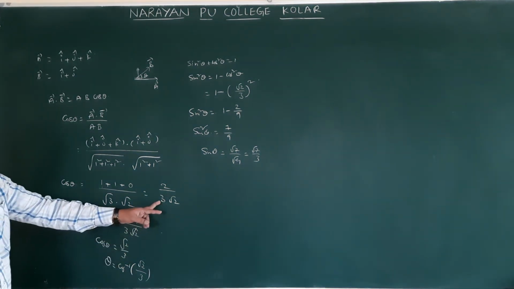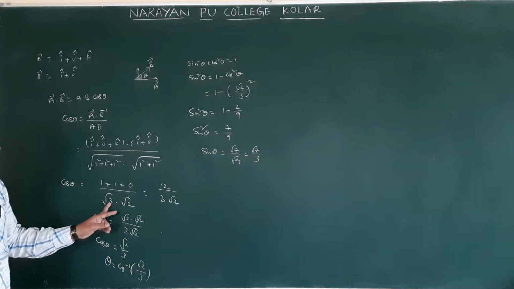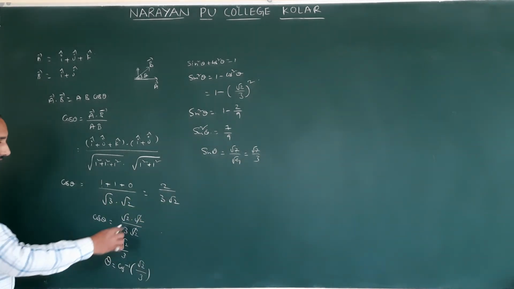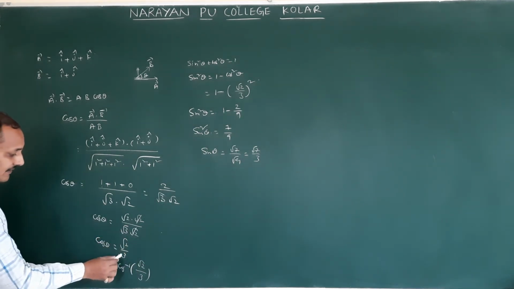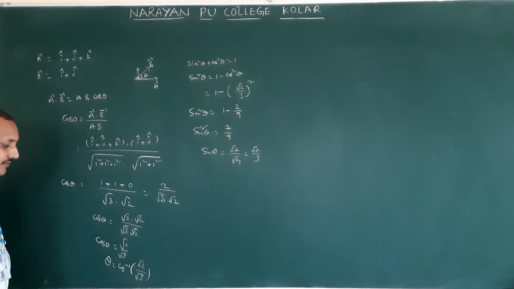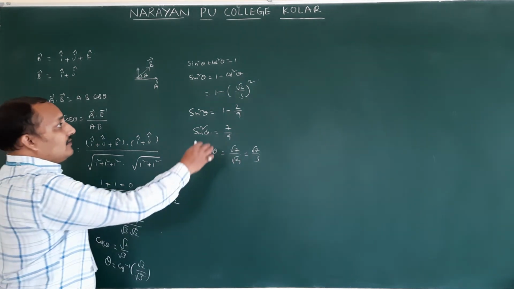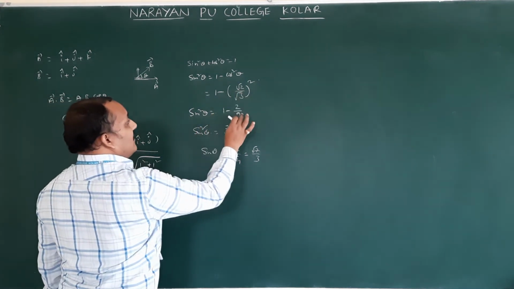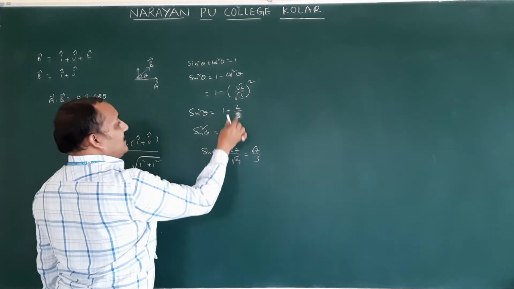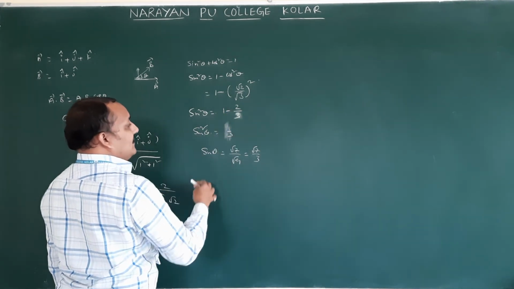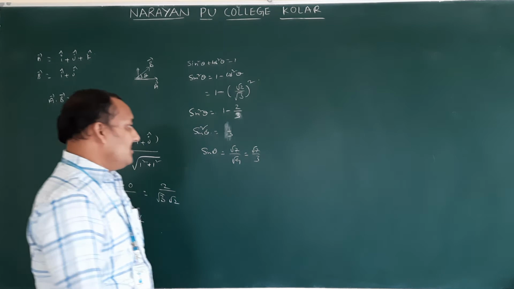See here, this one is root 3. I wrote 3 after root 3, therefore we got a little bit of change. Root 3, root 3, root 3. Then root 2 by root 3. Root 2 by root 3, what will you get here? 3. 1 minus 2 by 3 means 1 by 3.